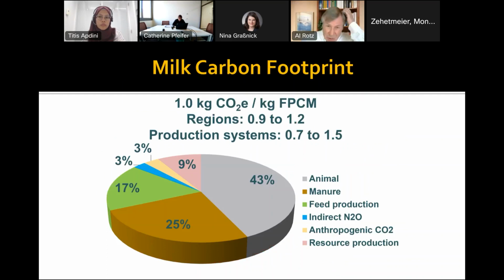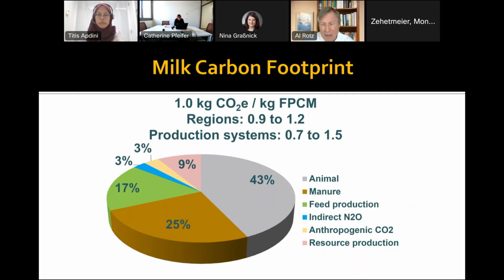And just to show some of the numbers, in terms of greenhouse gas emissions for milk production in the United States, we're finding about 1 kilogram of CO2 equivalent per kilogram of fat and protein corrected milk produced. And as indicated, among the regions this varied from a low of 0.9 to a high of 1.2, just because of regional differences and management differences. For individual production systems, it varied from 0.7 to 1.5. And the pie chart shows the breakdown.